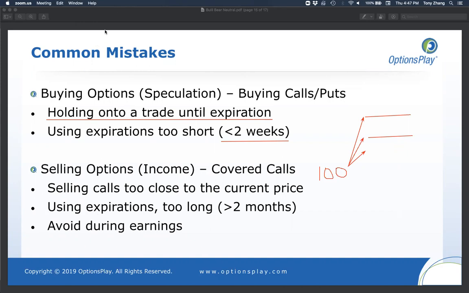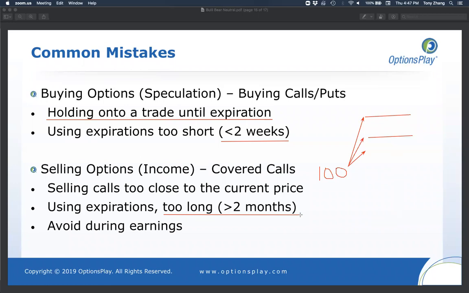Next, along the same lines, because users always try to find more income when you're selling covered calls, we see that a lot of them are using expirations that are too long, because when you go out further in time, you're going to get more income. But that's usually a fallacy, because you can get more income by actually selling shorter dated options, but doing it more frequently than selling longer dated options.